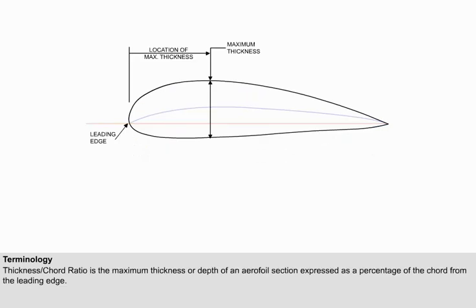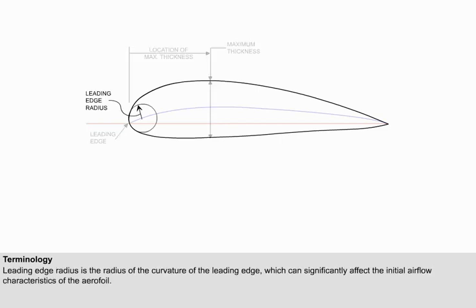Thickness-chord ratio is the maximum thickness or depth of an aerofoil section expressed as a percentage of the chord from the leading edge. The thickness and thickness distribution of an aerofoil section have a significant effect on its airflow characteristics. Leading edge radius is the radius of the curvature of the leading edge, which can significantly affect the initial airflow characteristics of the aerofoil. Basically, the smaller the radius, the sharper the leading edge.